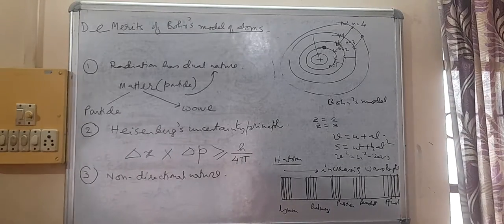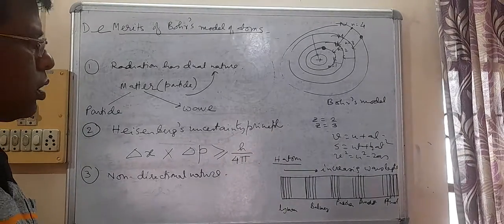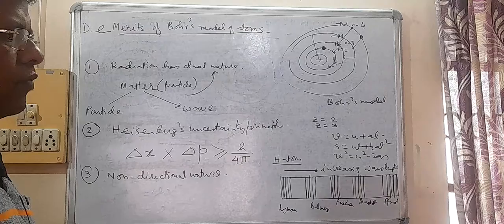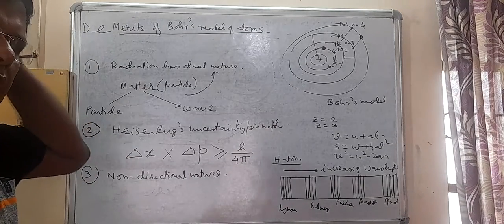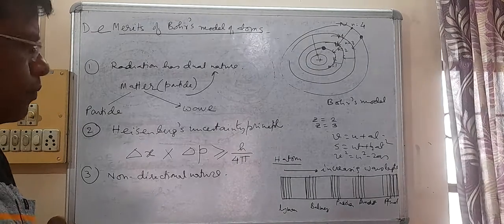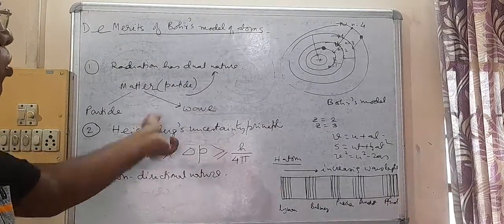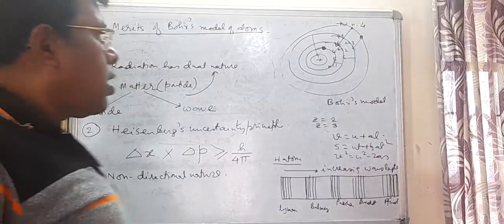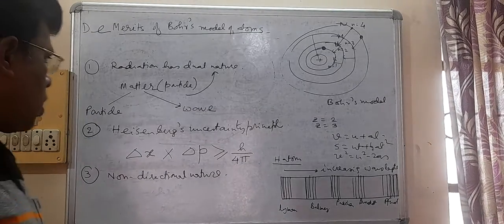For example, you must be knowing that carbon dioxide is linear, having linear geometry. Boron trifluoride has trigonal planar geometry. All these things we will be studying in the chemical bonding chapter. The geometry of molecules could not be explained by Bohr's model of atom, because according to Bohr, an atom has no direction.